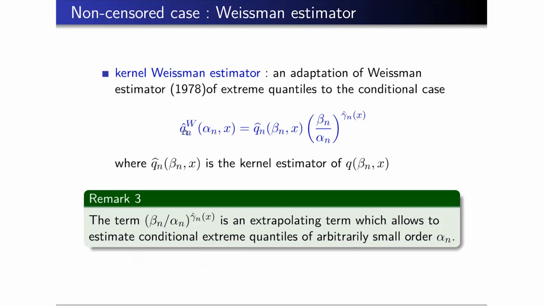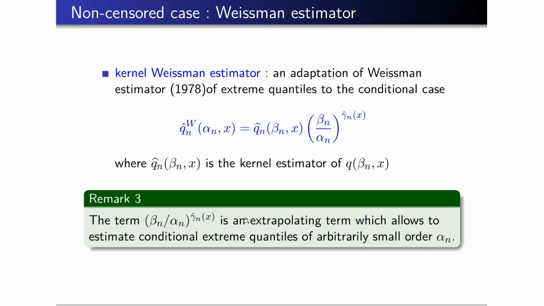Extrapolate and use what we call the kernel Weissman estimator. This is the kernel estimator we build, but it depends on Q hat beta n. This is the estimator inside the data. This is the estimate outside the data, because for extreme quantiles, it is usually difficult to estimate outside the data, because outside the data you have maybe no data or not enough data, okay?